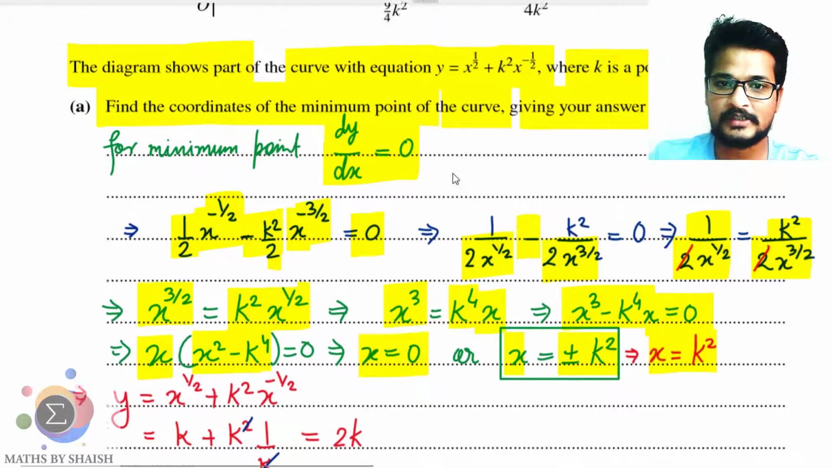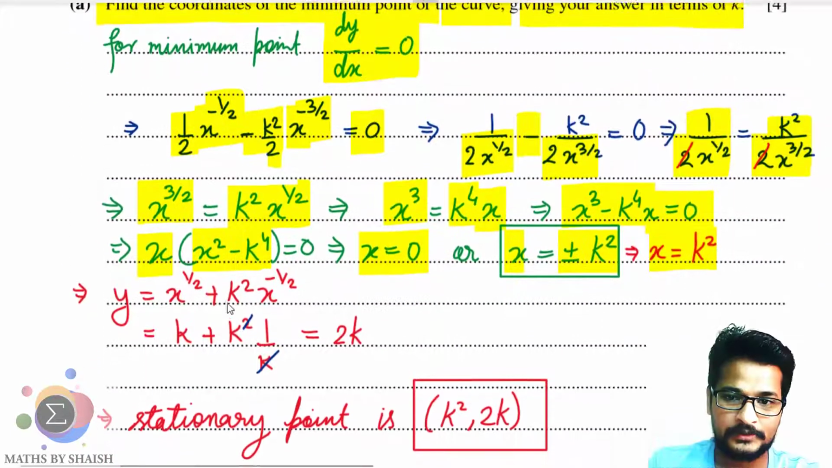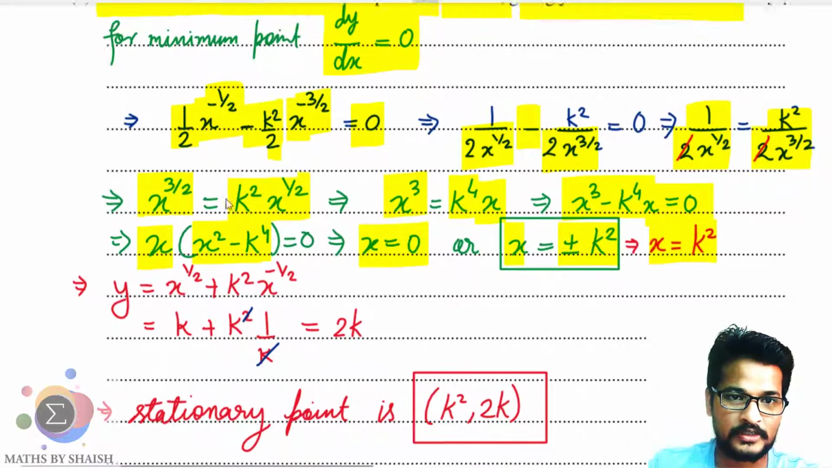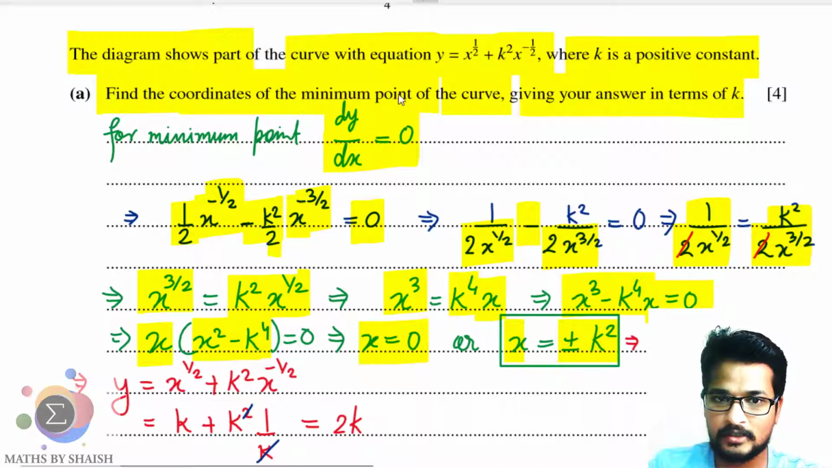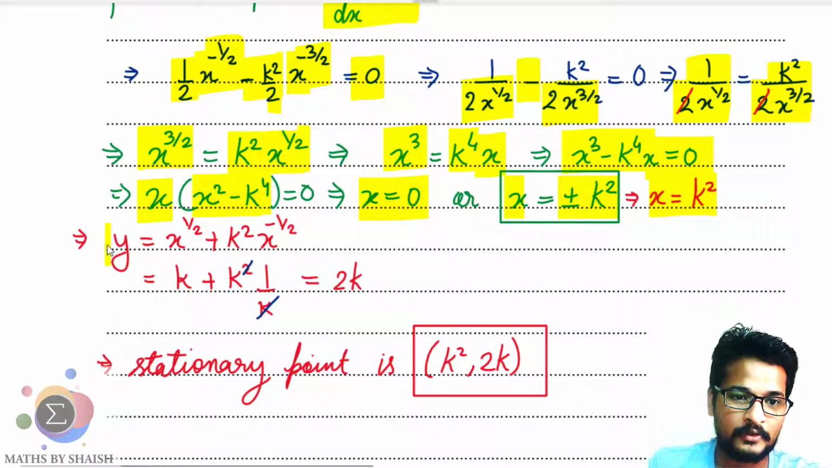Hence we got x equals k squared, because we can see from the diagram that this minimum point is lying on the positive side of the x-axis, so it cannot be negative. So we got the x coordinate k squared. For the y coordinate, because they ask us to find the coordinates of the minimum point of the curve, we need to find both coordinates.